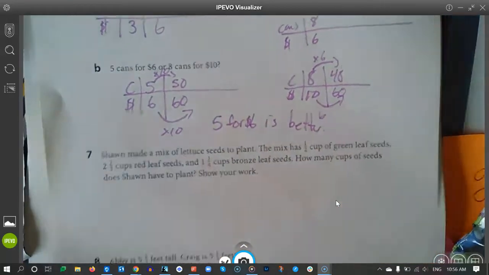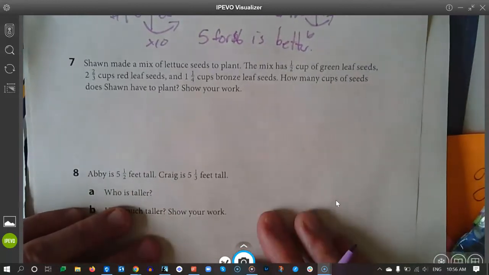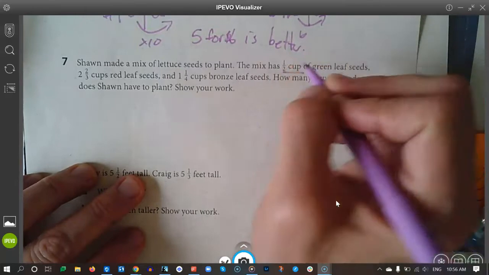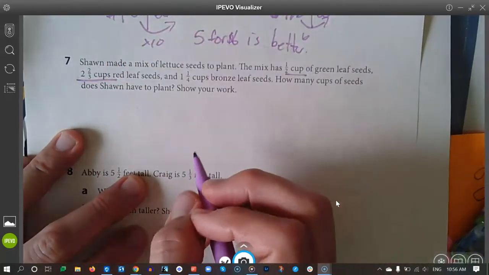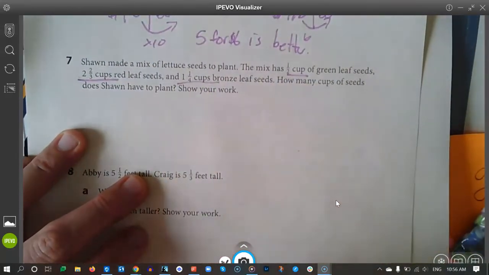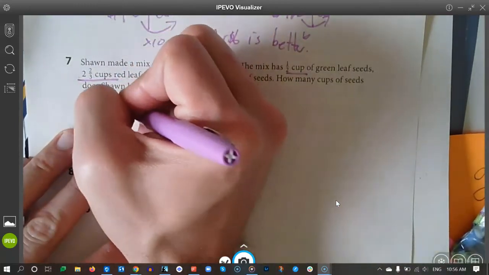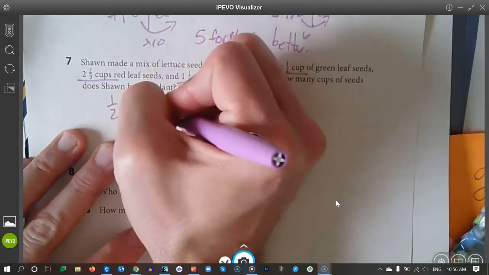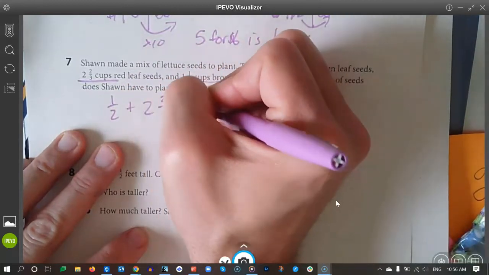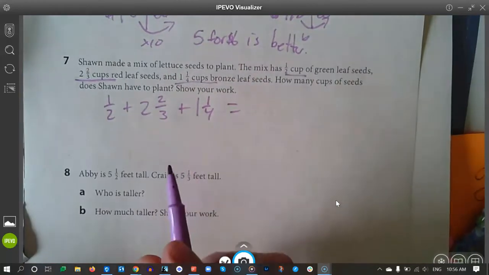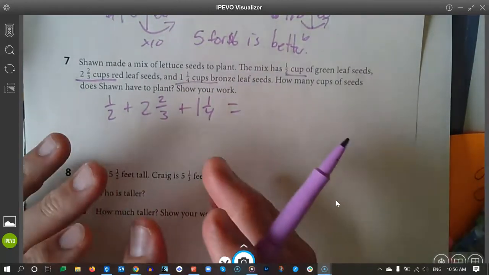Okay. All right. Sean made a mix of lettuce seeds to plant. The mix has 1/2 cup of green leaf seeds, 2 2/3 cups red leaf seeds, and 1 1/4 cups bronze. How many cups of seeds do we have? So we have 1/2 plus 2 2/3 plus 1 1/4. All right. So this one we got to really think about, and we have to break it apart.